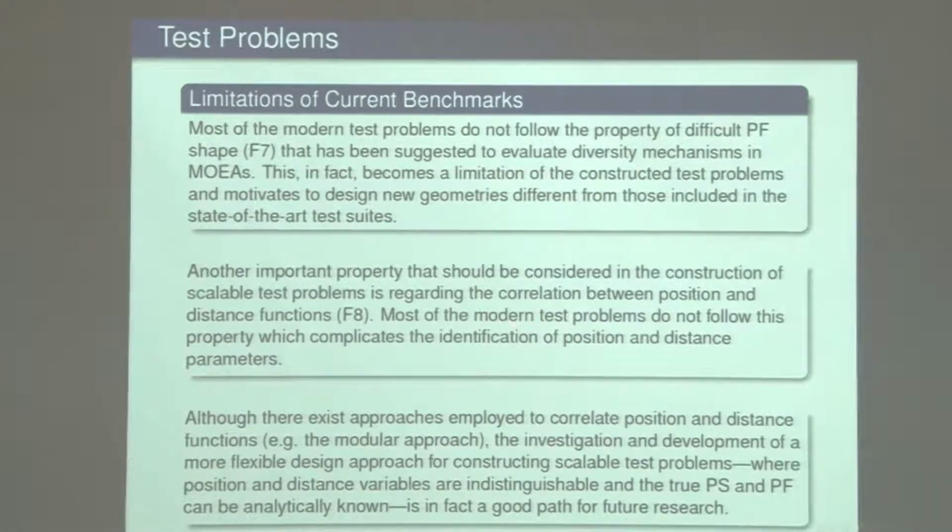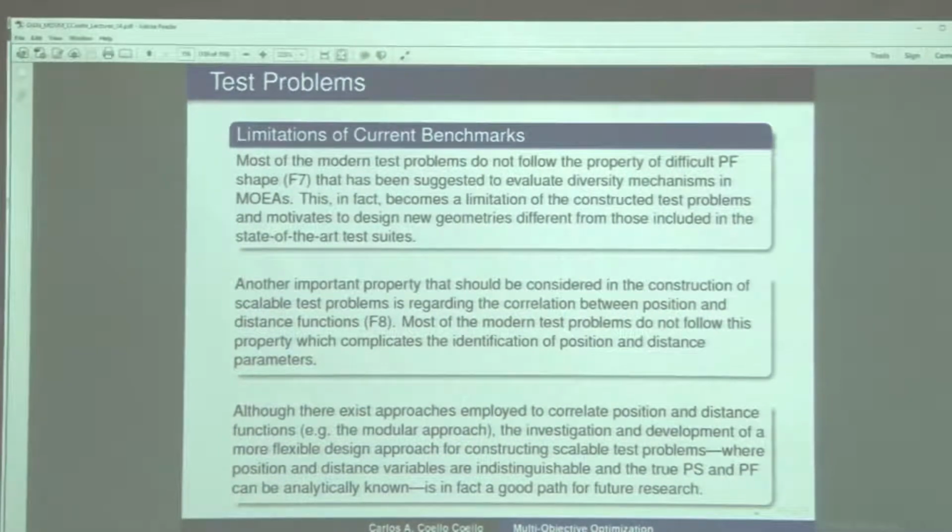Another property is feature 8, the correlation between position and distance functions, because most of the modern test problems do not follow this property. There are, of course, approaches that can correlate position and distance functions, but it's necessary to do more research in this area. So this is what I have on test problems. I don't know if you have any questions so far.